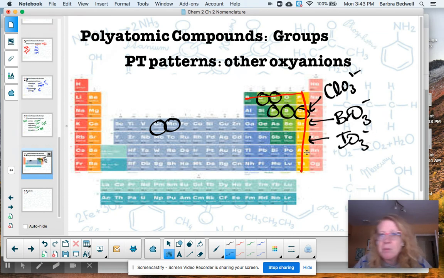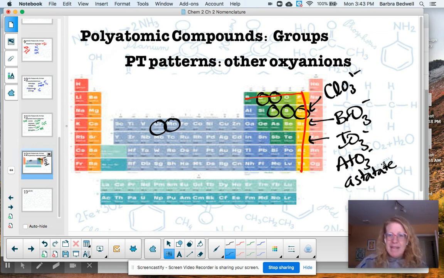And I can't remember what this one is behind there. Is astatate, I think, AtO3 1-. Astatate. Yeah, I know it's a horrible one to spell. But that's what that one would be. And tellurate, or no. Well, that would be tennessine. If it formed one, it would be TsO3-, if it exists, but don't worry about that one.